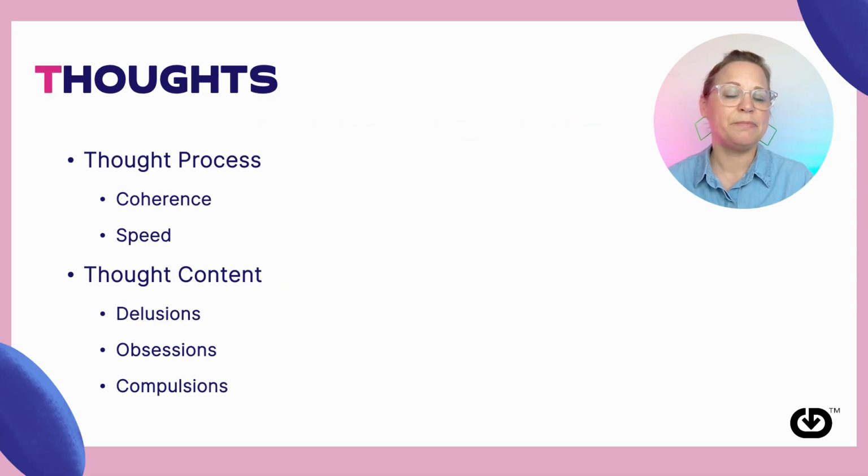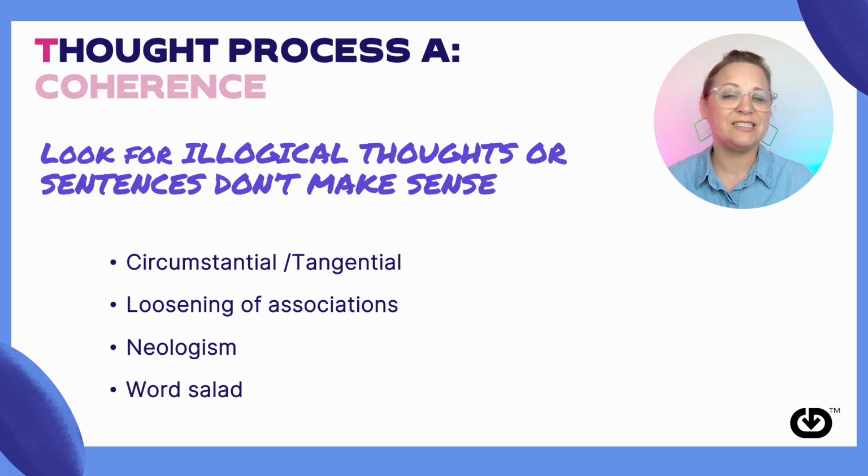Now, when we're assessing a patient's thoughts, we're assessing both their thought process and their thought content. With thought process, we're looking at their coherence and speed of thought. And with content, we're noting if they have any delusions, obsessions, or compulsions. We're going to talk about each section of these thought assessments separately.